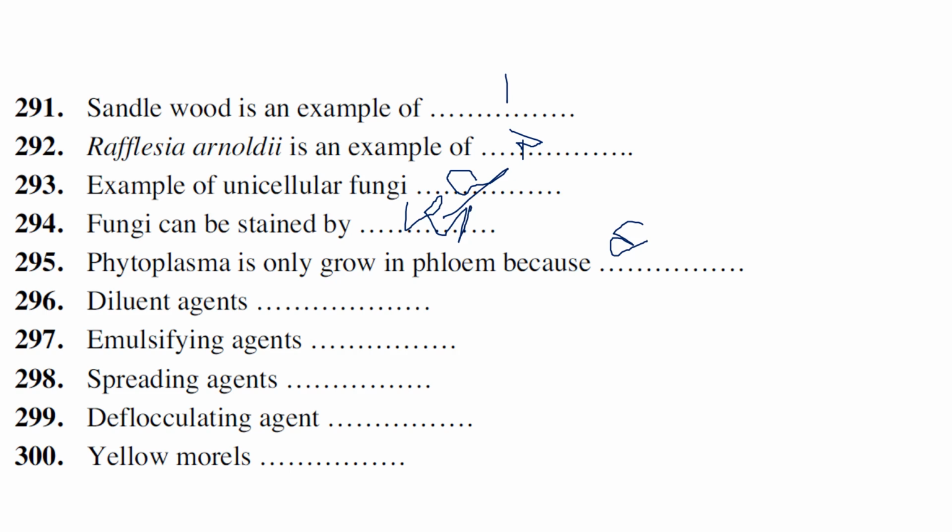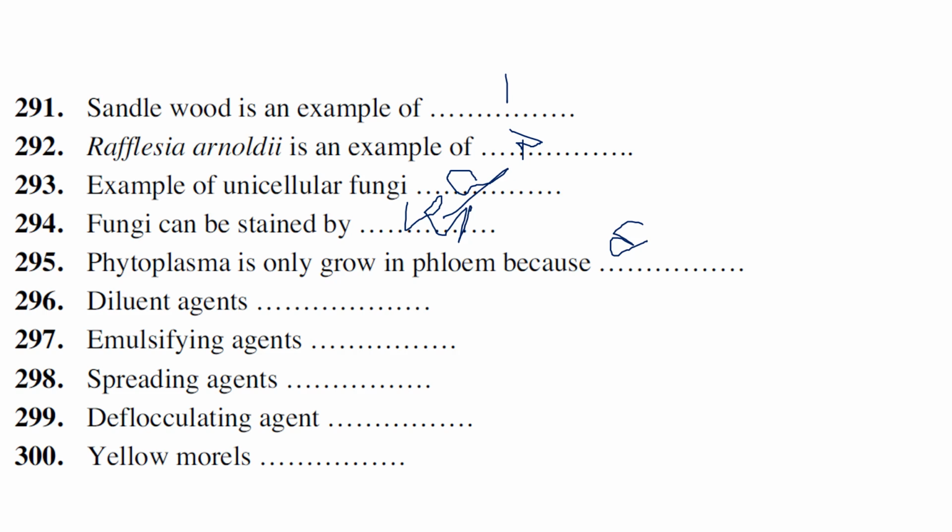Diluting agents: there are various kinds, like talc powder or clay minerals. Emulsifying agents: compounds like carbohydrates, organic amino acids and lipids can be used as emulsifying agents. Spreading agents like soap, mineral water, glycerin and terpenes can be recommended as spreading agents.